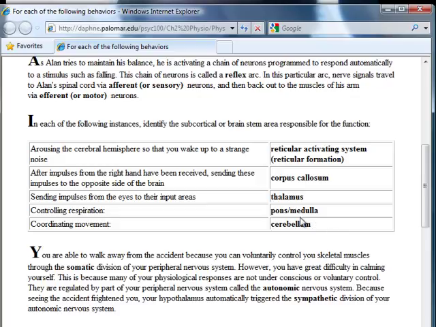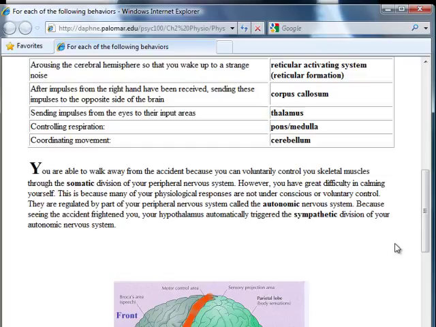Controlling respiration: pons and medulla. Medulla was the main answer I was looking for, but the pons is also involved in that. Coordinating movement. Now, motor behavior is initiated by the frontal lobe in motor cortex, but the part of the brain that coordinates it, that smooths it, that makes it possible for you to reach and grab a glass, for example, that is the cerebellum. And then the rest is just definitions: somatic branch of the peripheral nervous system, and then the autonomic and sympathetic. So those, I think, are pretty straightforward.